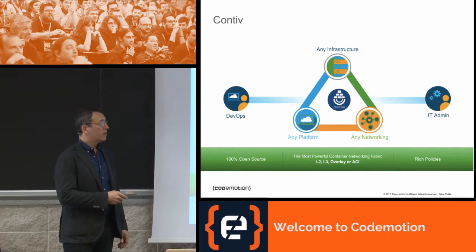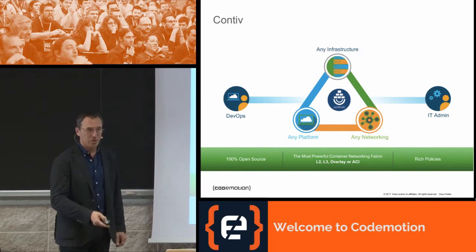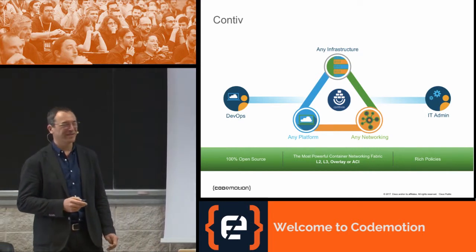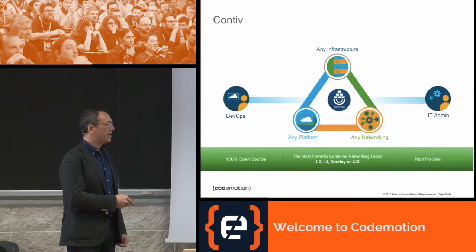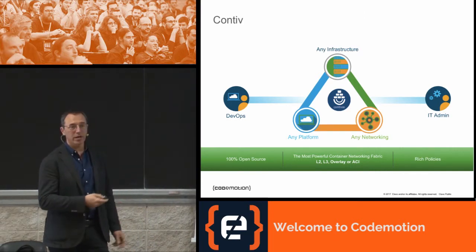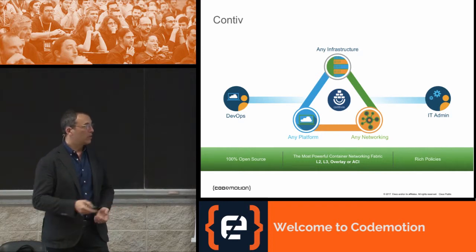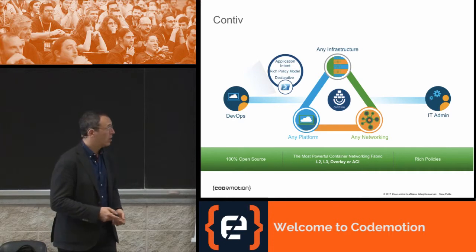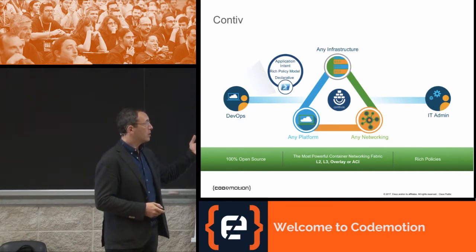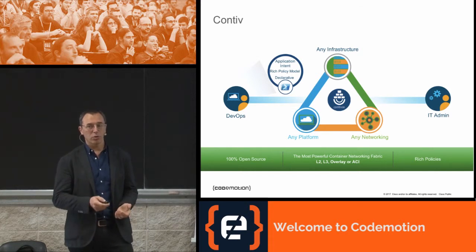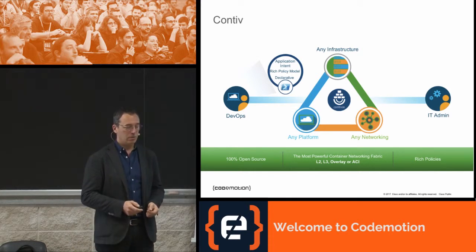So Contiv can run on any physical infrastructure. Of course, if it is a Cisco infrastructure, it's much better. We are happier. On any computing platform, any networking. And of course, it tries to make the DevOps team and the IT administrator work together and be happy because we give them the solution for making their work faster and easier.